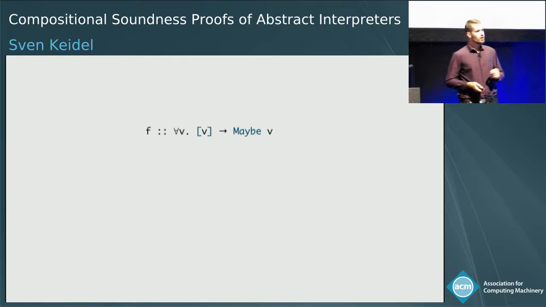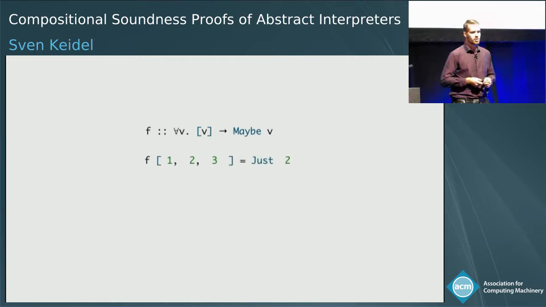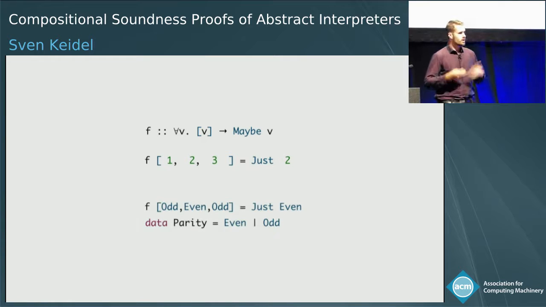So for example, when we call this function with a list of numbers 1, 2, 3, then it might choose the second element. And when we then call the function with a list of parities of the same length, odd, even, odd, then it also has to choose the second element.